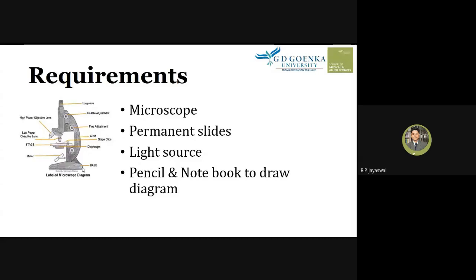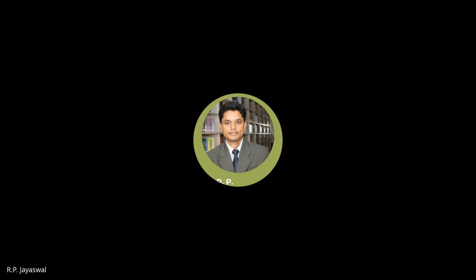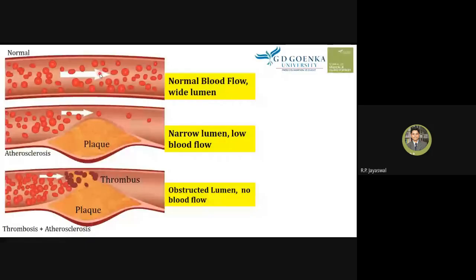We need to draw the diagram, and here we are going to know the overview of the coronary artery, where we can see the normal coronary artery with normal blood flow because the lumen is quite wide, so there is no turbulence in the blood flow. And second, the coronary artery which undergoes the atherosclerosis process, and because of that you can see the plaque formation where cholesterol and fat deposits take place.